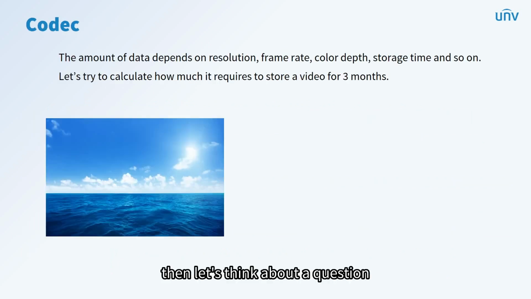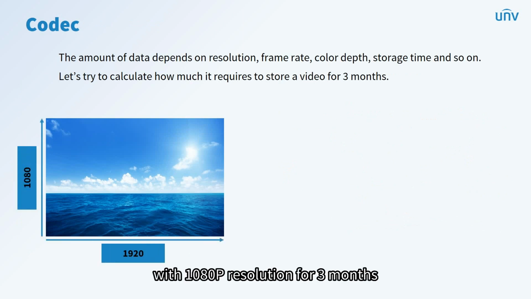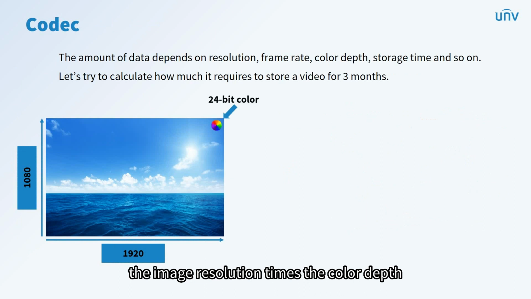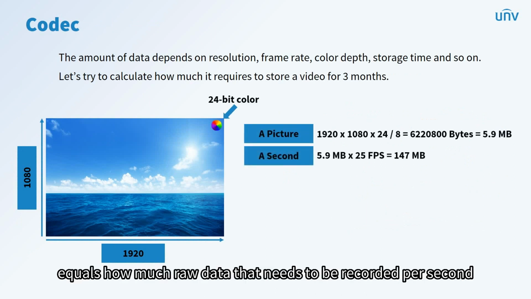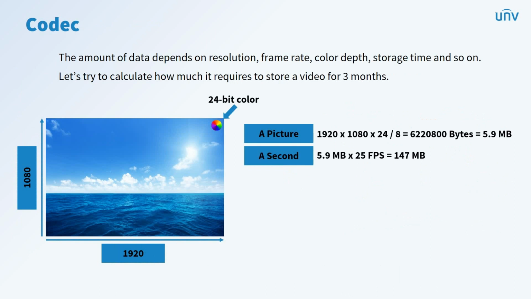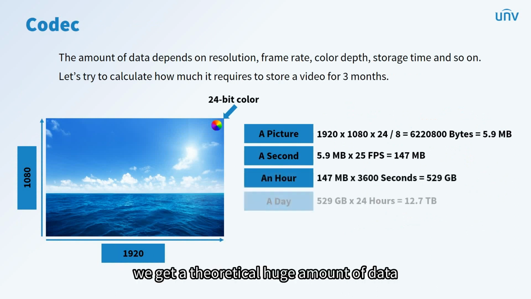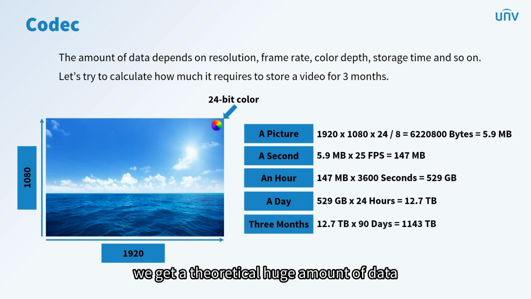Then, let's think about a question. In daily practice, if we want to store a video with 1080p resolution for 3 months, how much space will it take? We might as well do a calculation. The image resolution times the color depth times the frame rate equals how much raw data that needs to be recorded per second. Then times the storage time, we get a theoretical huge amount of data.